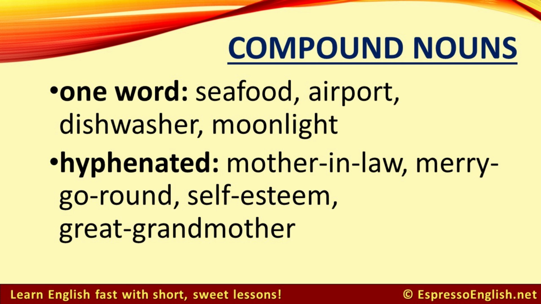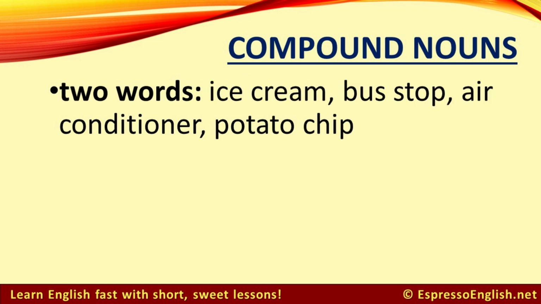We also have compound nouns. This is a noun made of two or more words. Sometimes they are together, like seafood, airport, dishwasher, and moonlight. Sometimes they are joined by a hyphen, like mother-in-law, merry-go-round, self-esteem, and great-grandmother. And sometimes they are two words like ice cream, bus stop, air conditioner, and potato chip. There's no rule for this, unfortunately.